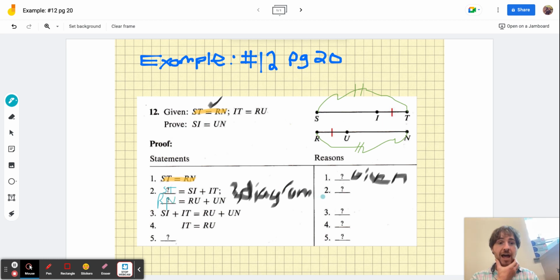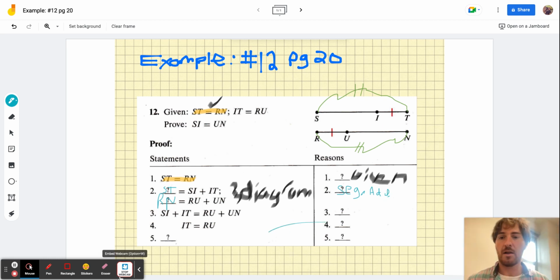Okay, and the reason for that, well, what's our part plus part equals whole rule that we follow? Postulate 2, which is the segment addition postulate. Segment add postulate, to abbreviate it. So hopefully you write it down, and that's what you got.